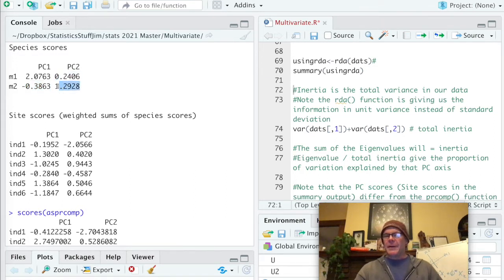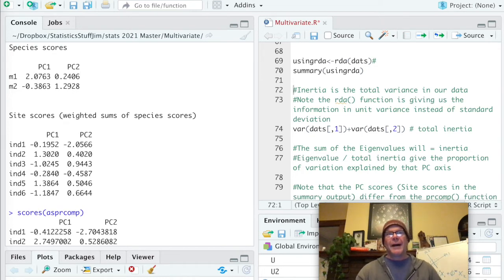They're different because the RDA function is scaling things slightly differently. And we'll get to the point in about 3 minutes here where I show you that it really doesn't matter, depending on what you want to do. They're scaled, but they're scaled by a constant. And so they're going to be perfectly correlated with one another. But the scores themselves are going to be different. So just be aware of that.